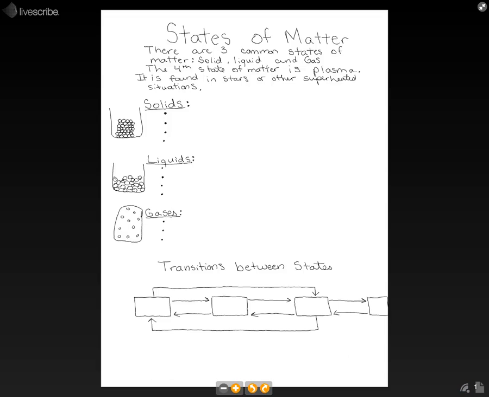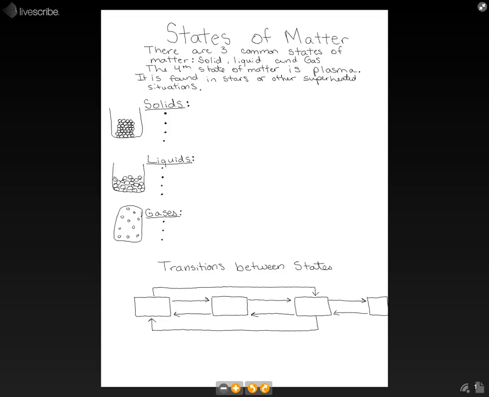States of matter. There are three common states of matter: solid, liquid, and gas. There's a fourth state of matter, and that's plasma. We don't really encounter it because it's found in stars and other really superheated situations that aren't found on Earth, unless it's in like a lab. So we're just going to talk about our common ones here.